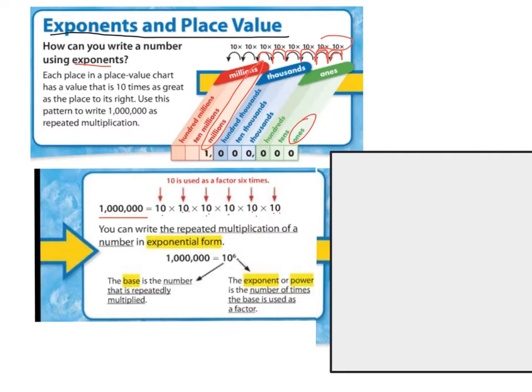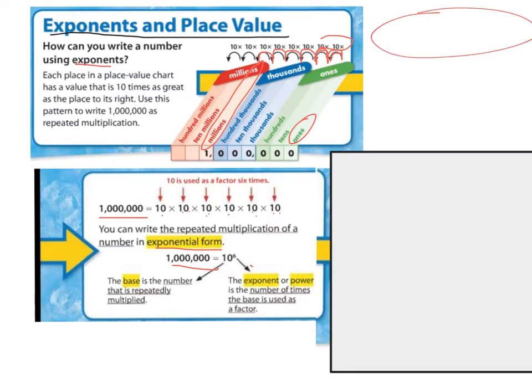But today we're going to talk about exponential form. Let's read this. You can write the repeated multiplication of a number in exponential form. So that's 1 million equals 10 to the 6th power. We will have a page right after this that will have notes, so you don't need to pause this, and I don't have notes written right here, so don't worry about that.